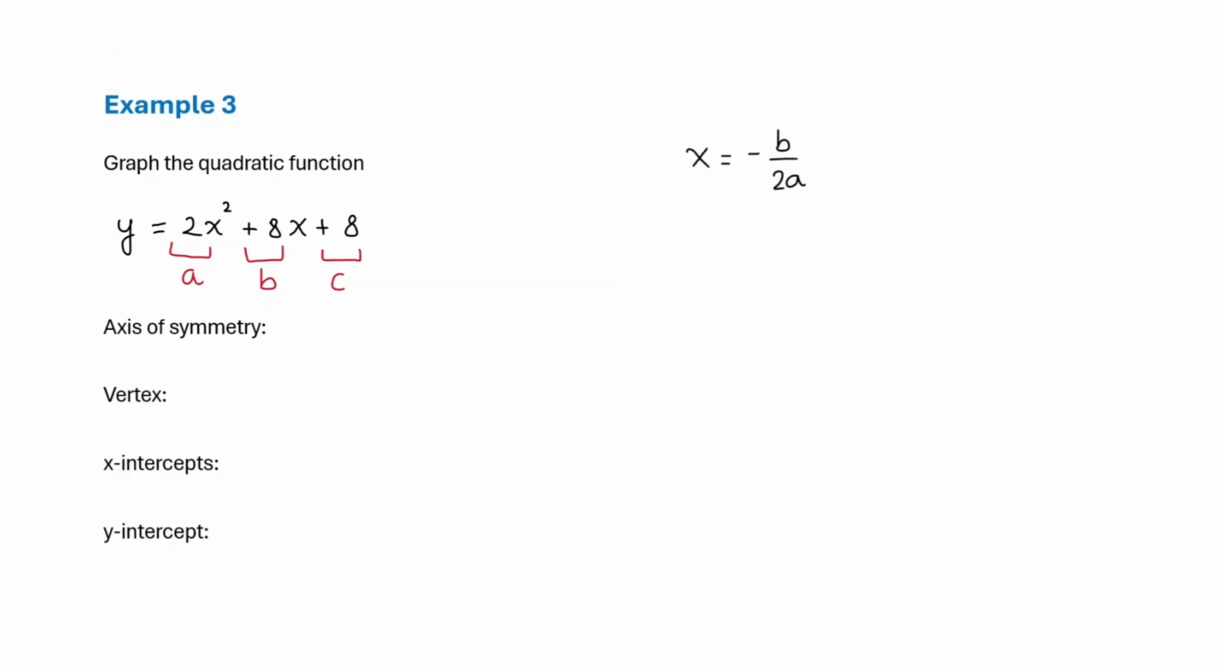We begin with the axis of symmetry. x equals negative 8 over 2 times 2. That is negative 8 over 4, which gives us x equals negative 2. The x-coordinate of the vertex is therefore negative 2.